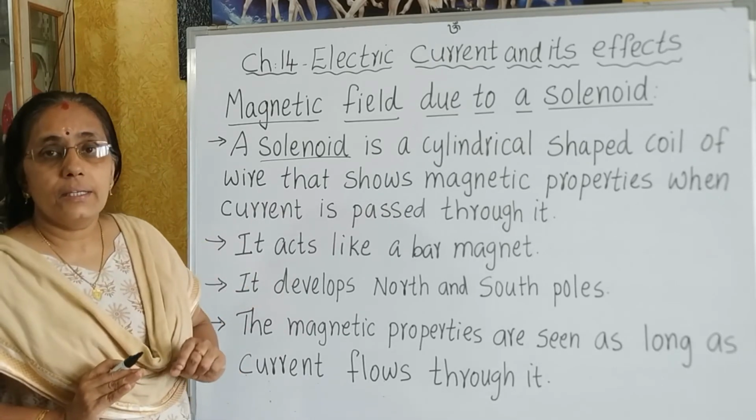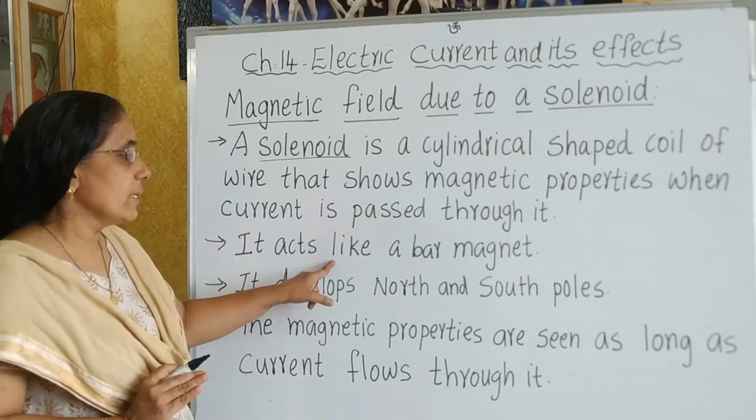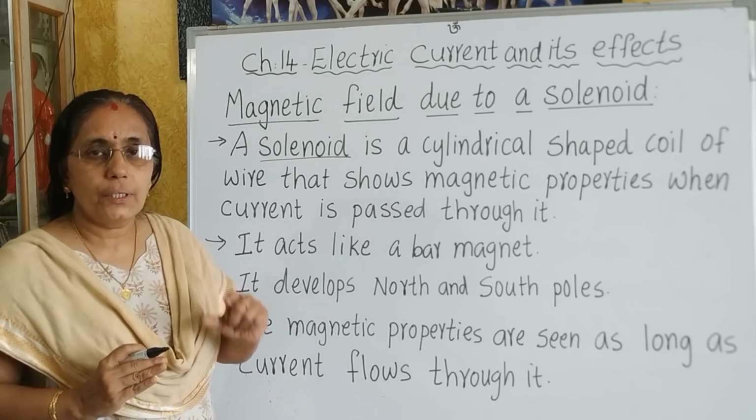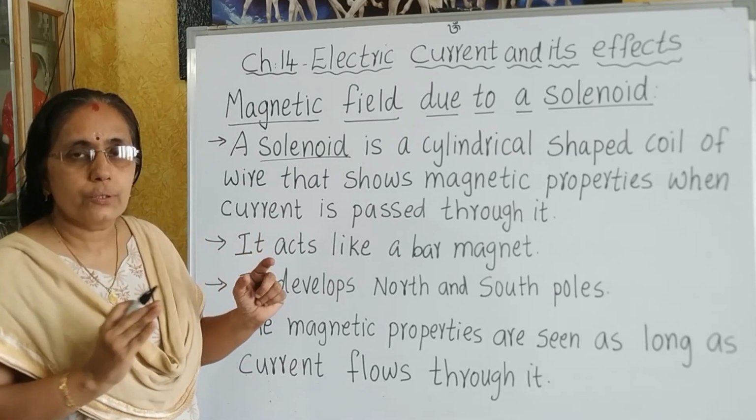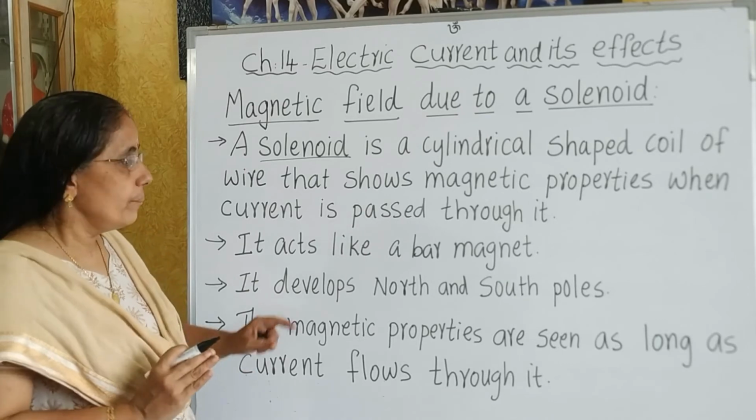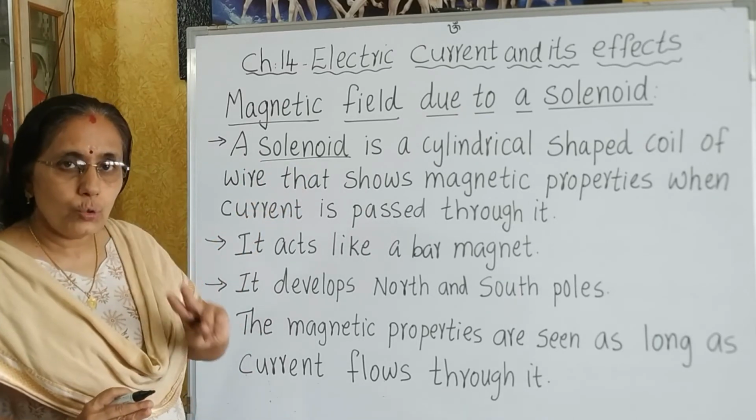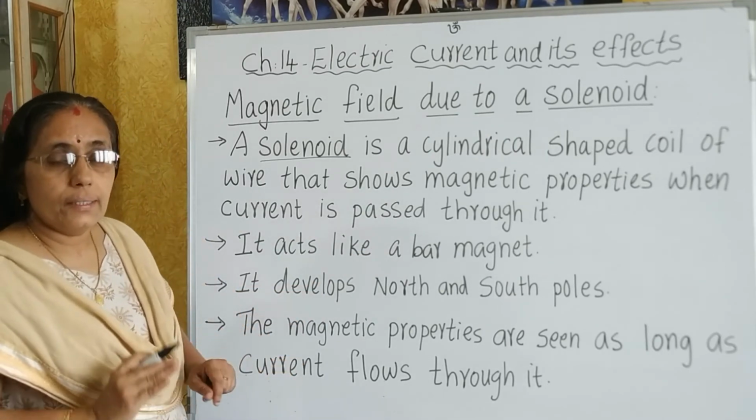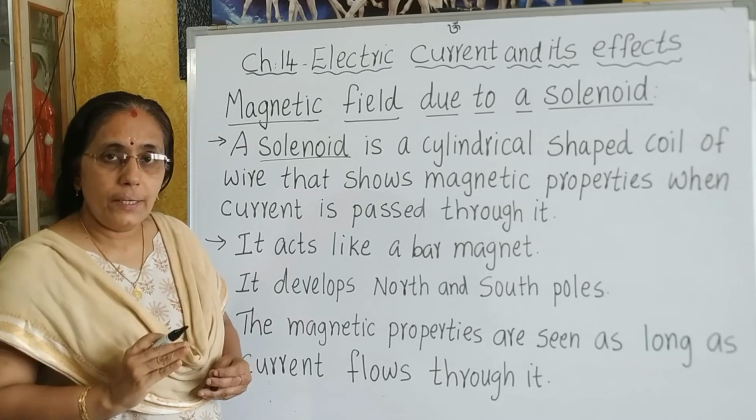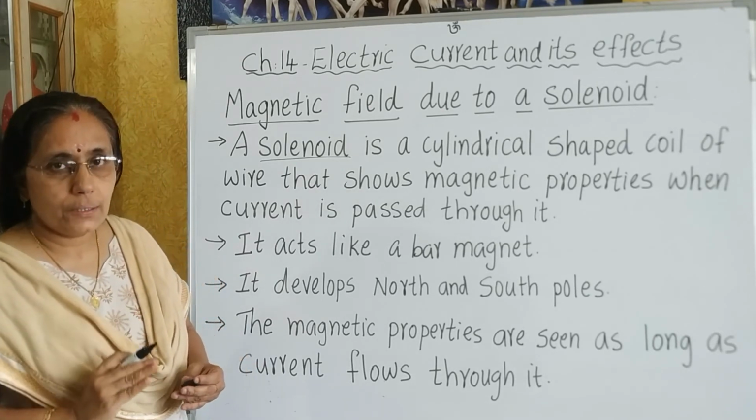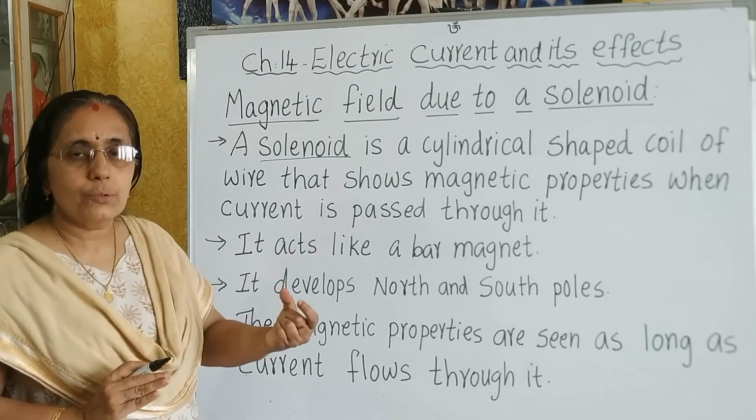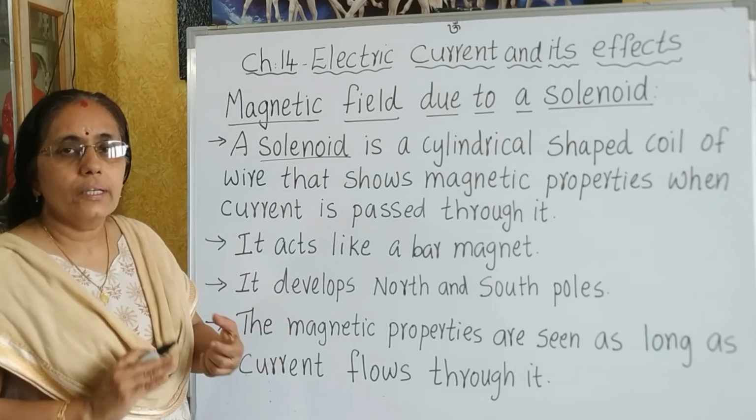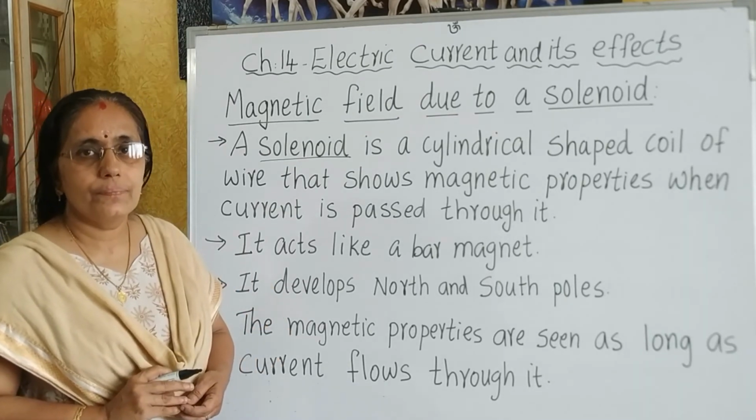Now it acts like a bar magnet. Since it acts like a bar magnet, you know the properties of a bar magnet. It has two poles, north and south pole. So in a solenoid also we can get two poles, north and south. And it is found that the magnetic properties of the solenoid will remain as long as the current is passing through it. That means when the current is passing through the solenoid, it behaves like a magnet, and when the current is switched off, it loses its magnetic properties.